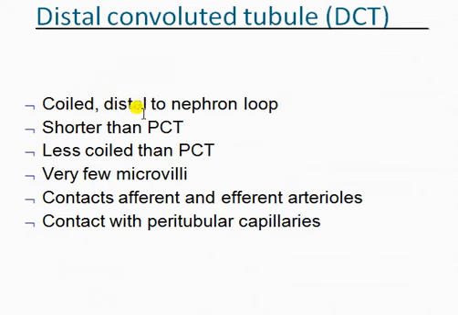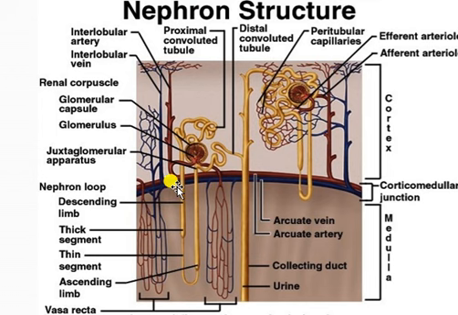The distal convoluted tubule is coiled distal to the nephron loop, shorter than the proximal convoluted tubule and less coiled, with very few microvilli compared to the proximal tubule. It contacts the afferent and efferent arterioles, and the peritubular capillaries. This is the overall structure of how it is present.